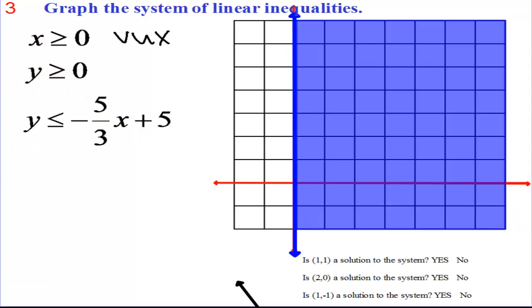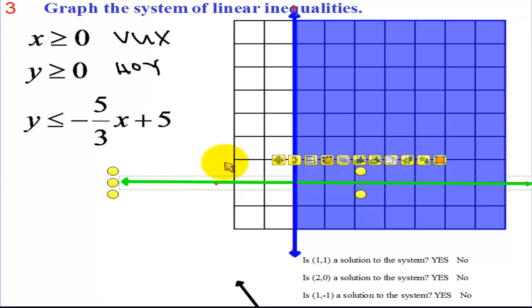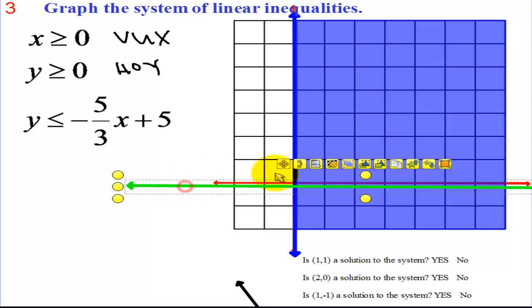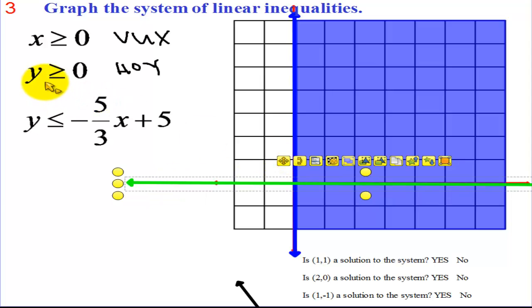Again, we can use the shortcut HOY. It should be a horizontal line that will cross the origin. And since we have a line under, it should be a solid line. Next, we have to decide if we are going to shade above or below the line. Since we have y greater than 0, we have to shade above the line. So I'm going to shade this area right now.